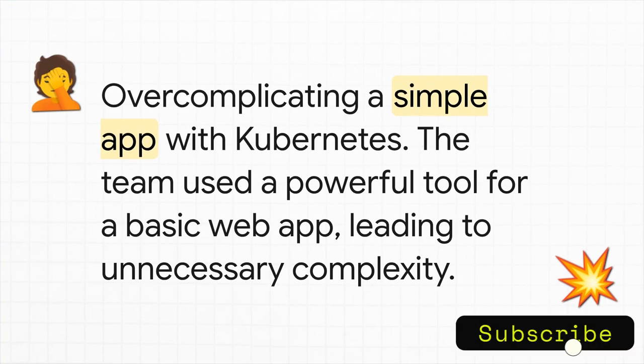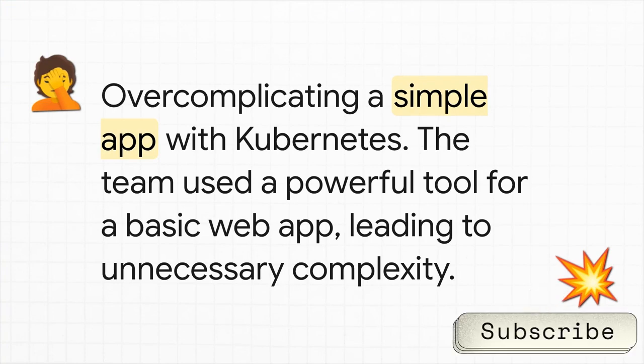So, mistake number 1. This is a classic, I'm sure we've all seen it. A team gets swept up in the hype. They were building a pretty straightforward internal tool: a simple web app, a couple of APIs, nothing crazy. But Kubernetes was the hot new thing, it was cool, everyone was talking about it. So of course, they decided they had to use it.